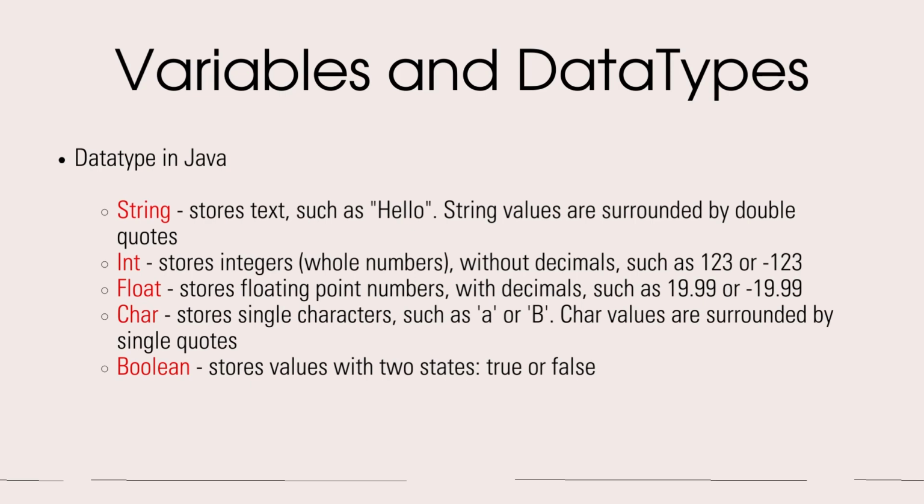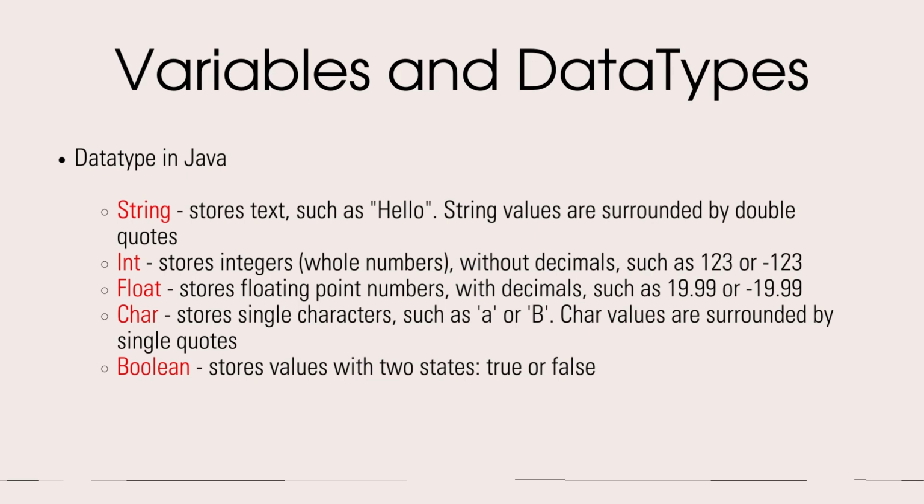The most popular ones are the string data type, the integer, the float data type, the character, and the Boolean. So let's start with string. What is a string data type? A string data type stores text. So when you're trying to store text-based data, it's advised that you use the string.